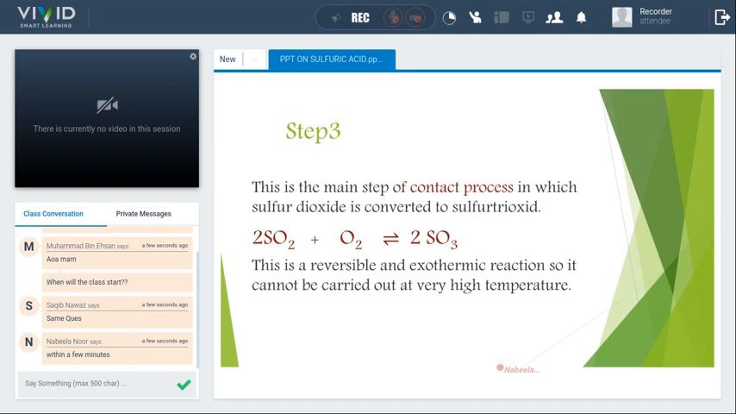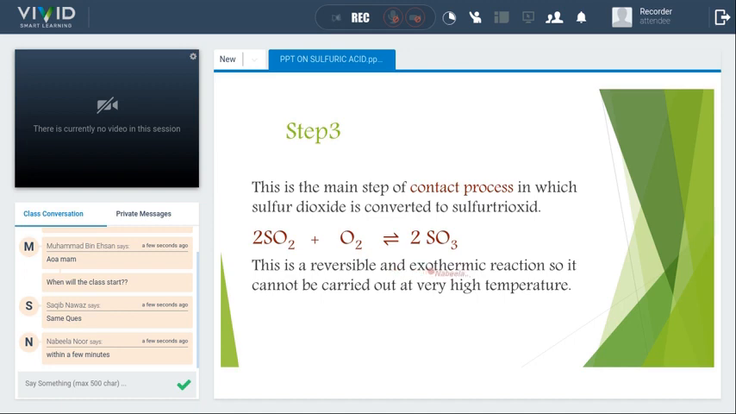This is the main step, and due to this main step, the process is given the name the contact process. This step is carried out in a chamber which is known as the contact chamber. In the contact chamber, sulfur dioxide is oxidized to form sulfur trioxide. Oxidized means that it reacts with oxygen. Sulfur dioxide combines with oxygen to form sulfur trioxide. As you can see, it is a reversible reaction. This double arrow shows that the reaction is proceeding in the forward direction as well as in the backward direction. This reaction is reversible as well as exothermic.